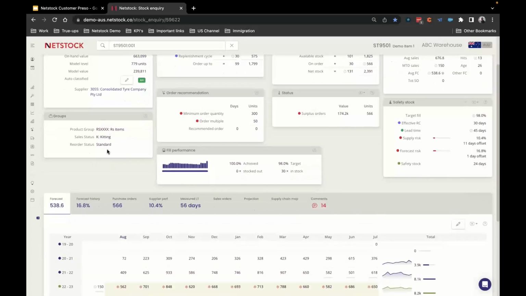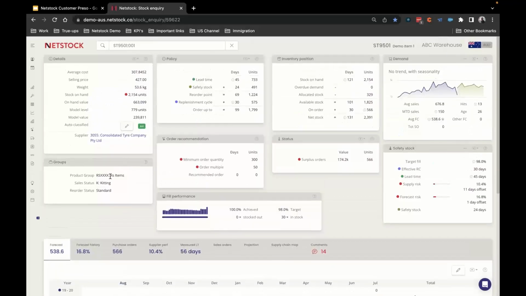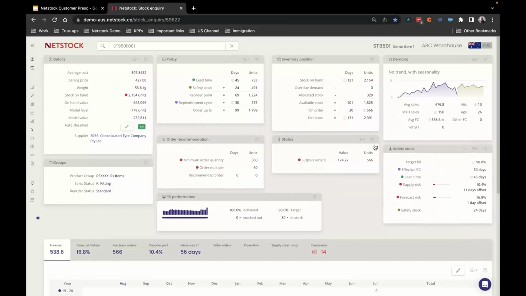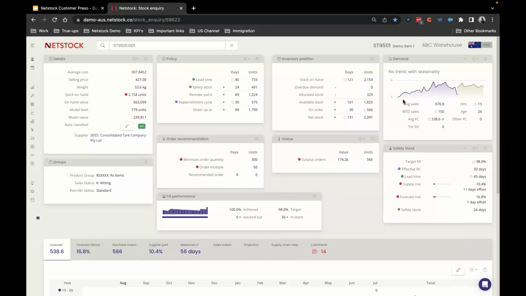Any groupings that are in the Sage ERP we'll bring in here, so that you can filter any of your lists by any of the groupings. We don't have any limits, so you can bring in brands, you can bring in categories, you can bring anything from your ERP, and we can add them here as groupings. On the right-hand side, you can see the demand. So we will bring in sales history of this item, and you can see the sales history over there.